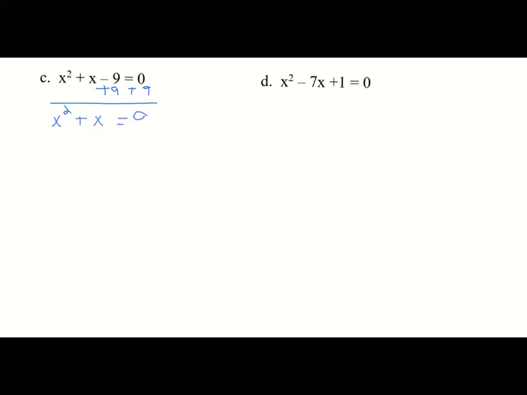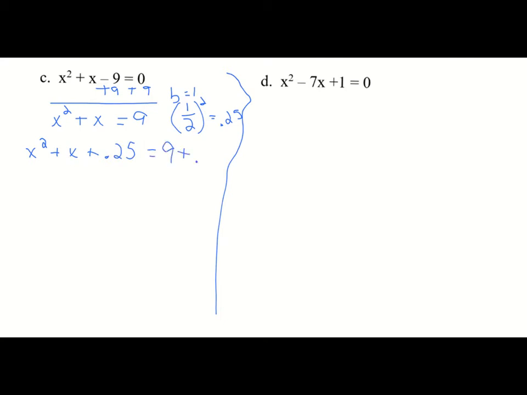Now my b term here is equal to 1. So we're going to do 1 divided by 2 squared, which, 1 divided by 2 is 0.5 or 1/2. And 1/2 squared is equal to either 1/4 or 25/100, which sometimes the decimal is a little bit easier in this case. So now I'm going to add that to both sides. I'm going to have x squared plus x plus 25/100 is equal to 9 plus 25/100. And we're going to keep going from there.